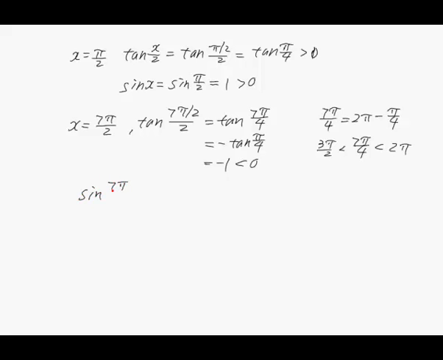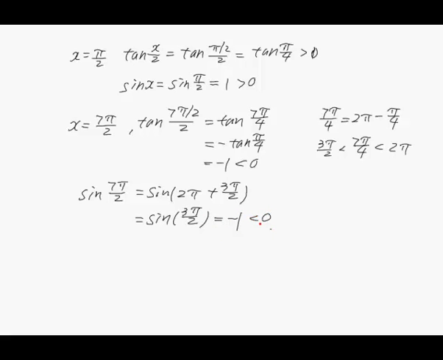Now let's look at the sine of 7 pi over 2. And we can write this as 2 pi plus 3 pi over 2, because the period of the sine is 2 pi, right? So we can just throw away this 2 pi without changing the value of the sine, and this is the same as the sine of 3 pi over 2, because 2 pi is the period of the sine function. And we know sine of 3 pi over 2 is equal to negative 1, right? So which is also negative.